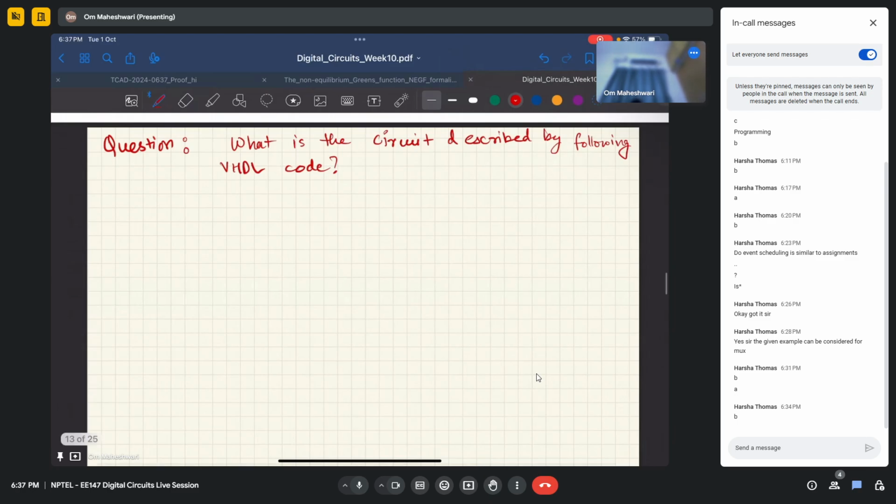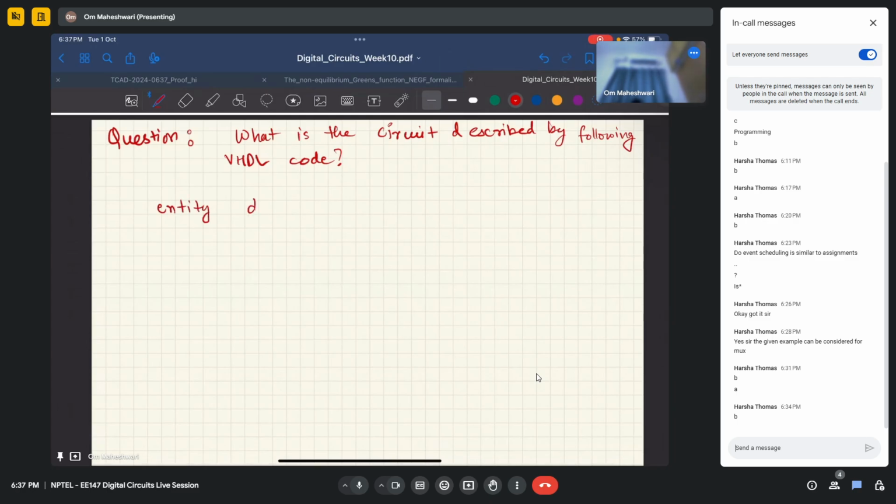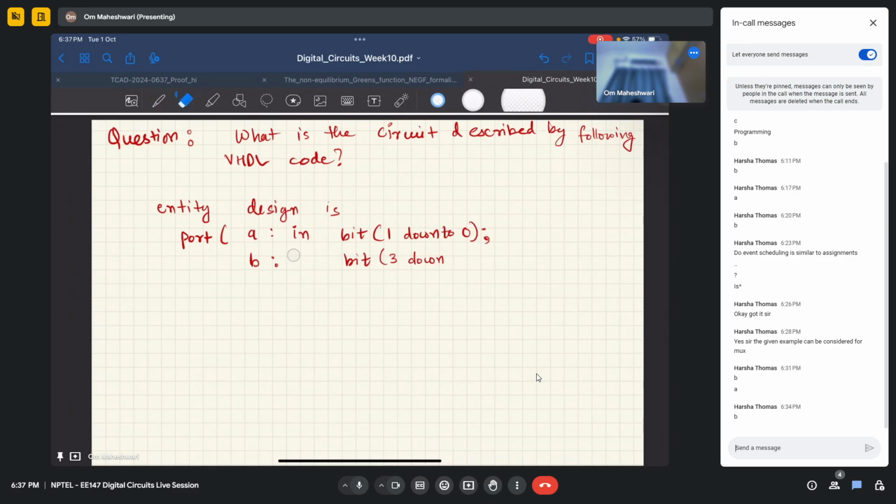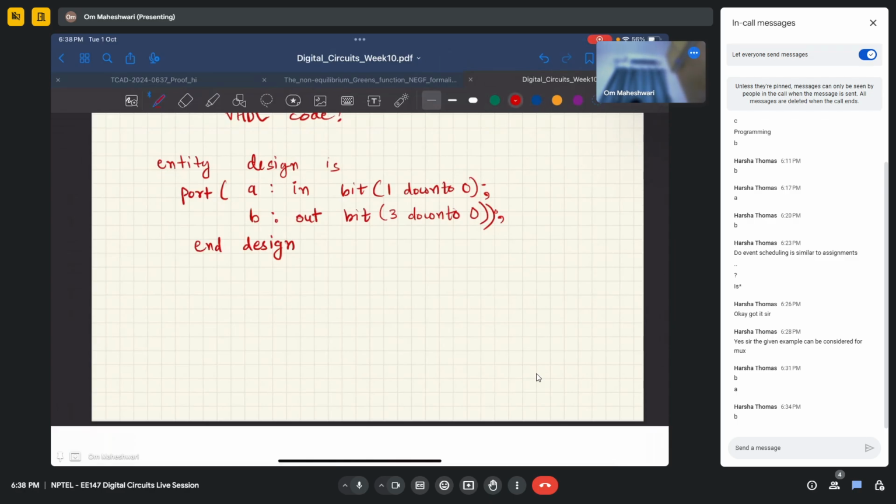Okay, so I'll write the code here. We have an entity, let's call it design phase, then we have architecture.